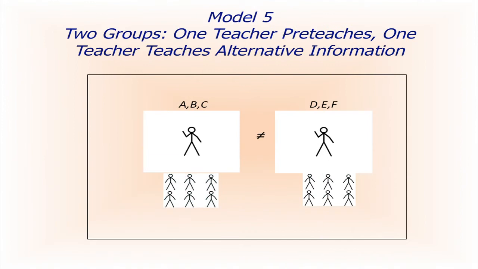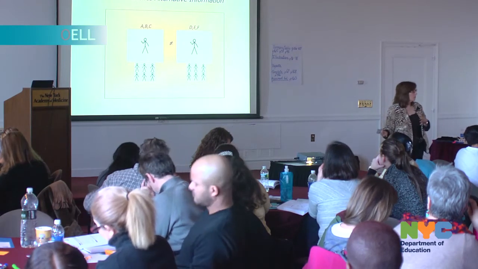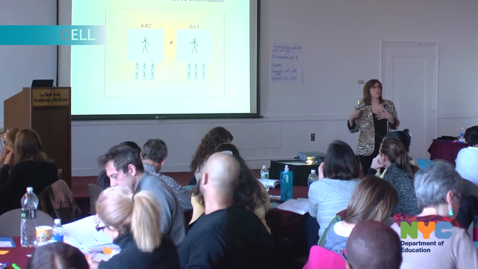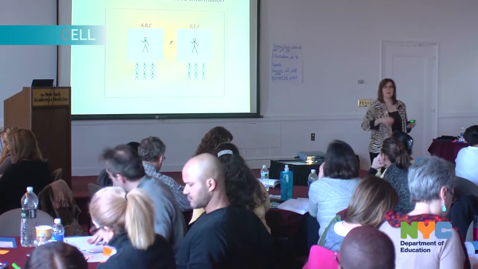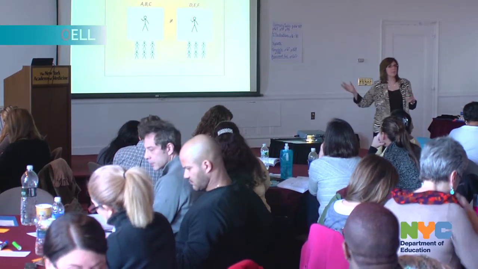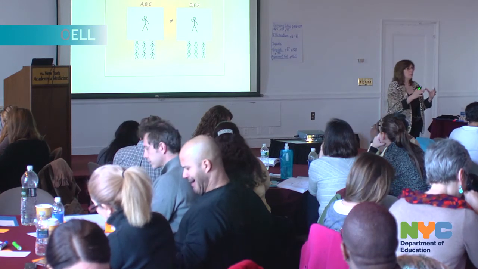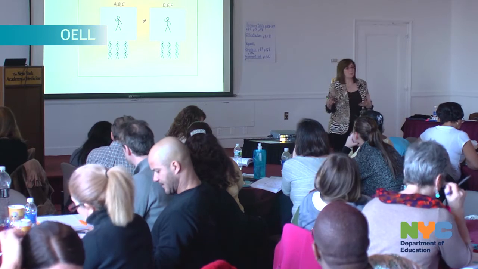Then Model 5, 2 groups, 1 teacher pre-teaches, and 1 teacher teaches alternative information. And this can come about by assessment, where one group of students may need to be pre-taught vocabulary or build their background knowledge before the lesson. And again, this is a mini lesson that occurs, and one teacher will be pre-teaching that information, while the other teacher digs a little deeper on the topic.